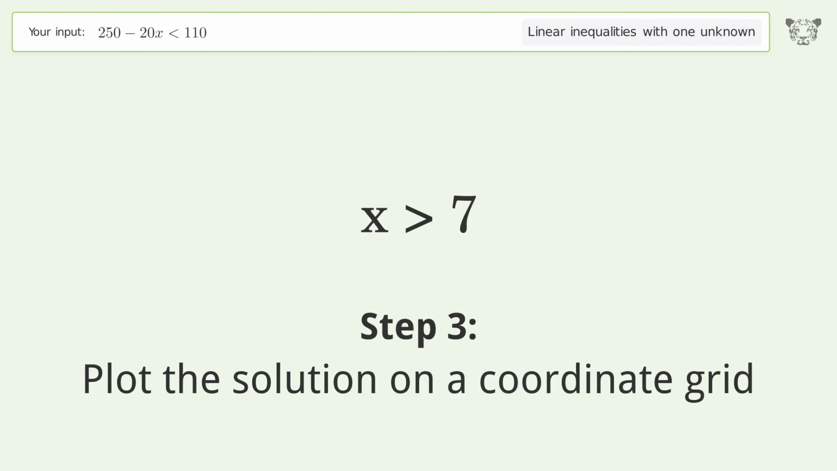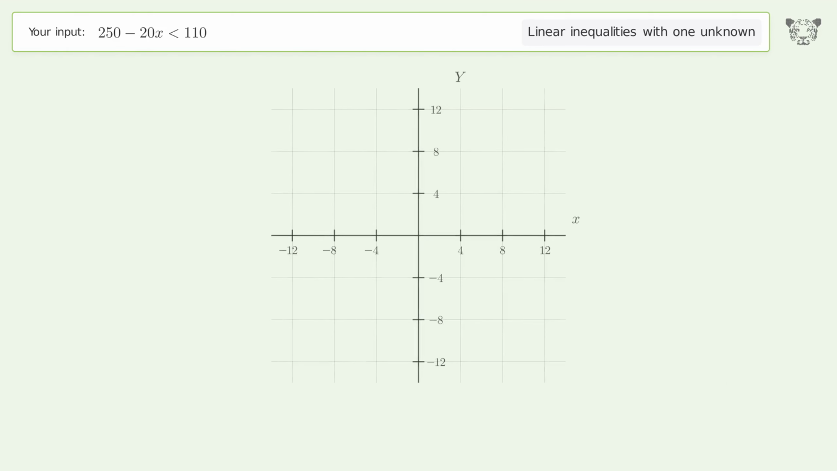Plot the solution on a coordinate grid. And so the final result is x greater than 7.